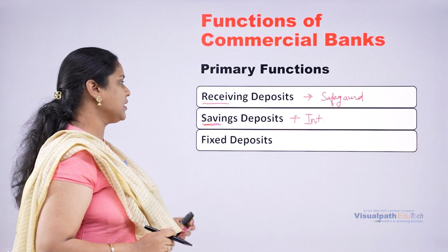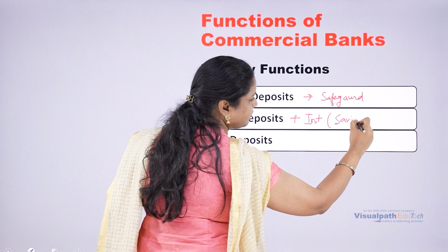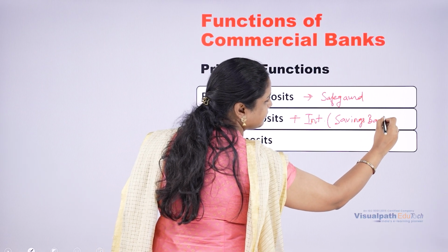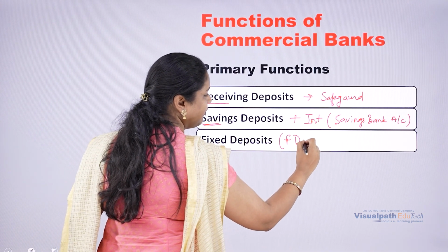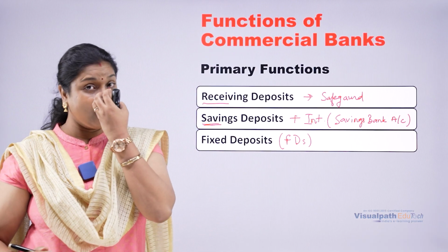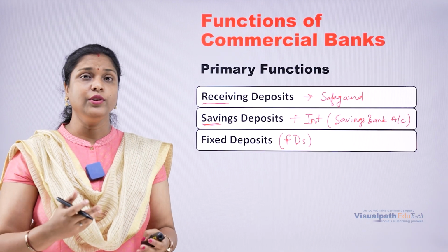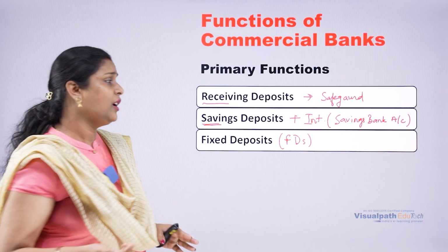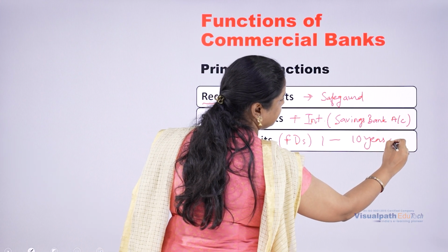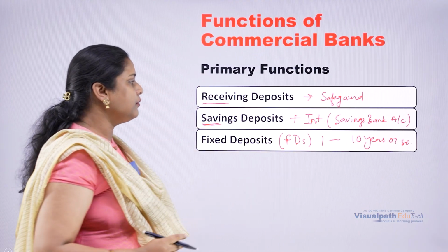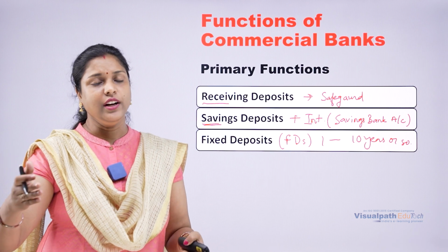Then fixed deposits. In savings deposits, we have a savings bank account. Fixed deposits, or as we know them, FDs, are time deposits. We do it for the long term. We put the money in our FD account and keep it for a particular period of time, ranging from 1 year to 10 years or so. Depending on how long you want to keep your funds invested in FD, the interest rate varies.